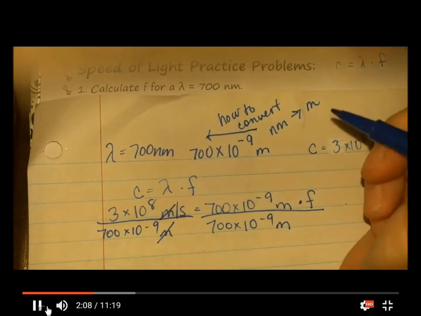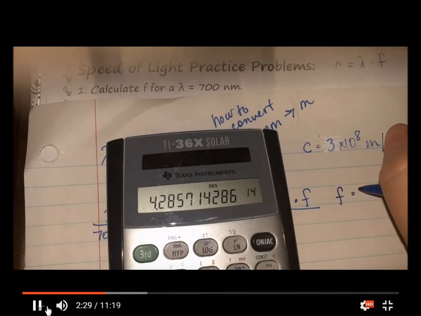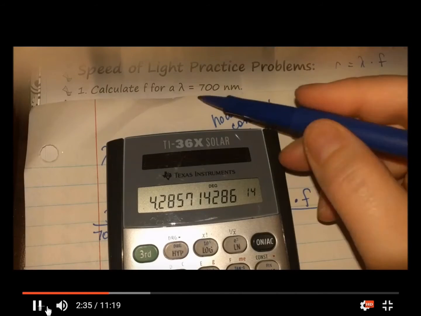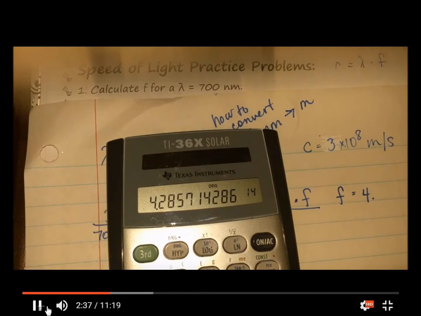Meters will cancel out. So we get 4 point, and I'm just going to leave it at 4 because they gave me 1 sig fig. I need my answer with 1 sig fig. So 4 times 10 to the 14th power, and our units are per second.